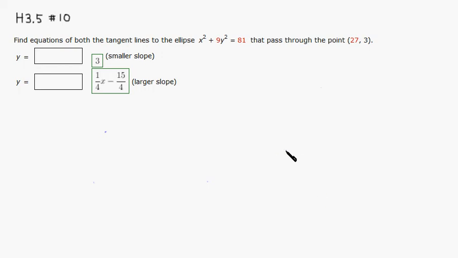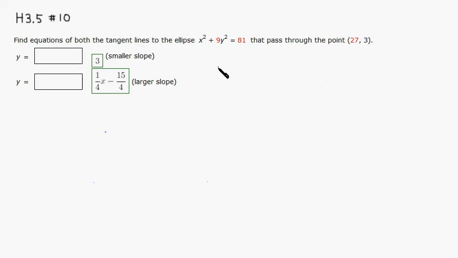Okay, let's look at homework 3.5, number 10. So we are looking for the equations of two tangent lines to the ellipse passing through the point (27, 3).